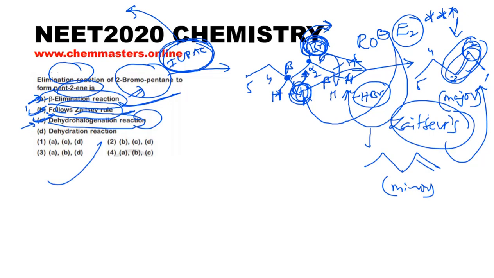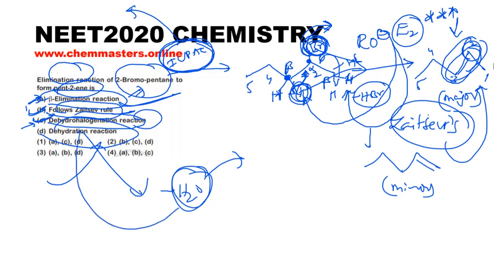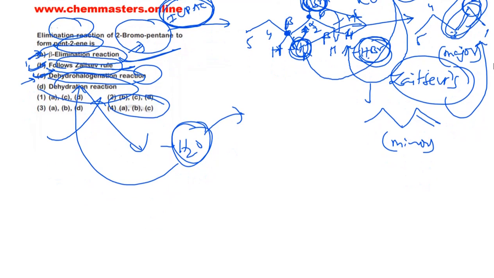Now just look at the fourth one, dehydration reaction. What is the meaning of dehydration? Simply the loss of water. For example, in a reaction where water eliminates, we can call it a dehydration reaction. But here the eliminated product is, what is it? Simply hydrohalogen, that means HBr. So dehydrohalogenation takes place. So A, B, C are the correct statements and the fourth option is our answer.